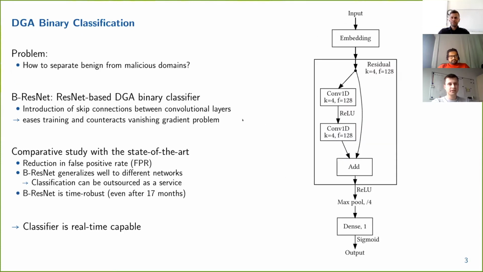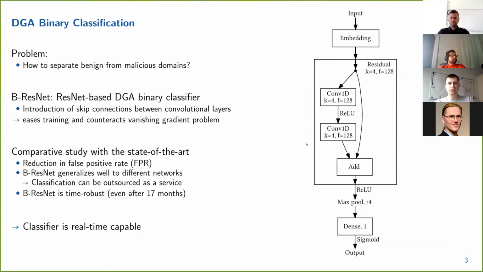In SAPPAN, we started with the DGA binary classification task. That is to say, we wanted to separate the benign from the malicious domains. To do this, we proposed a neural network classifier, which is based on residual neural networks. Here in this figure, you can see its structure. These so-called ResNets introduce so-called skip connections, which you can see here, and which ease the training and counteract the vanishing gradient problem.